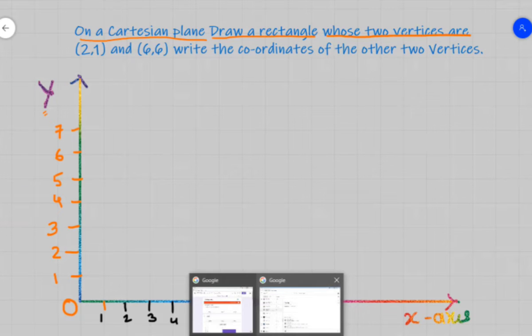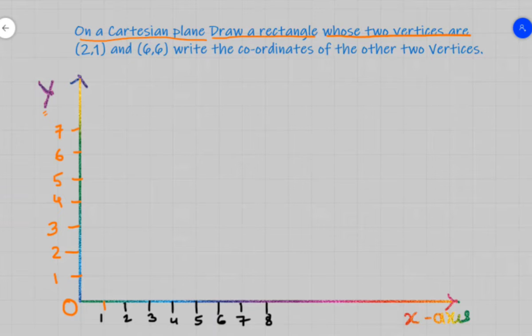Now children, let us write down the vertices given. 6, 6. Now see, first 6 is from your x-axis and the other 6 is from your y-axis. Where will these two lines meet? This will meet here. Okay. Now the second one is 2 from your x-axis and 1 from your y-axis. So both of them will meet here. That means what? This is the diagonal. Suppose this is A and this is C.